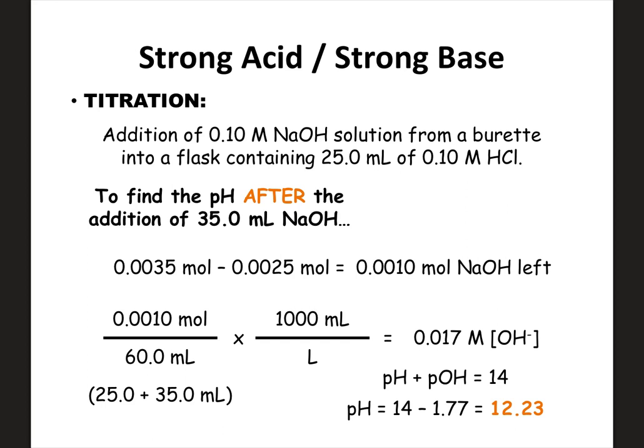We would expect at this point, after we added 35 milliliters of NaOH, we're past the equivalence point. We are going to be at a basic pH. All right, so that's how you would find the pH at any point from after the equivalence point here until the end of your titration.